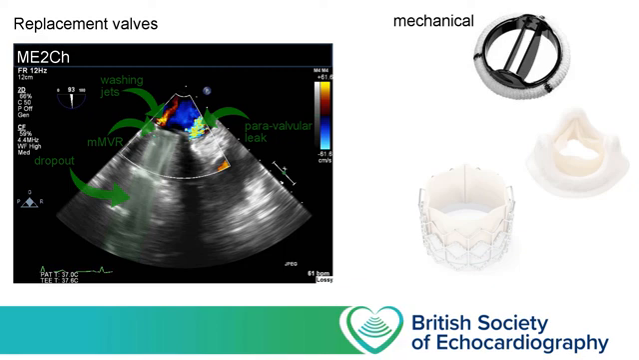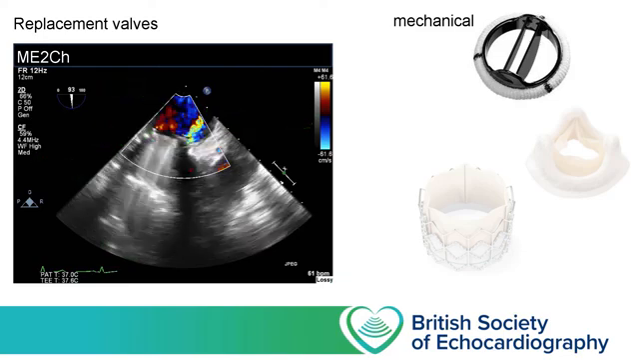We have washing jets which are entirely intentional and are caused by deliberate flow of blood through the hinges in order to wash out any thrombus which might be forming here. And in addition we have a large paravalvular leak at the lateral aspect of the valve.